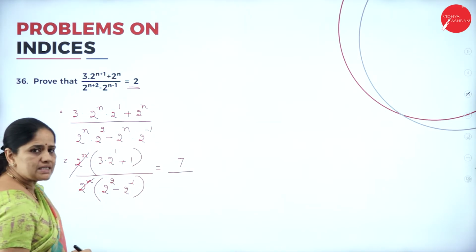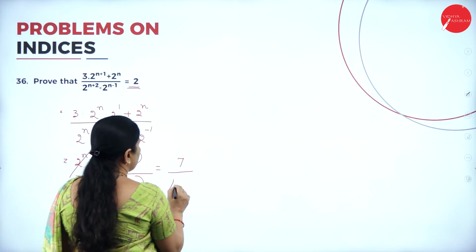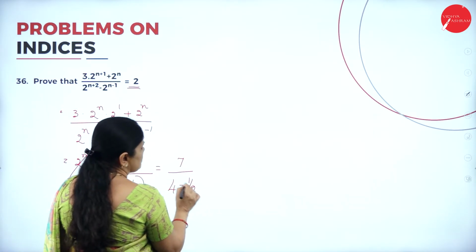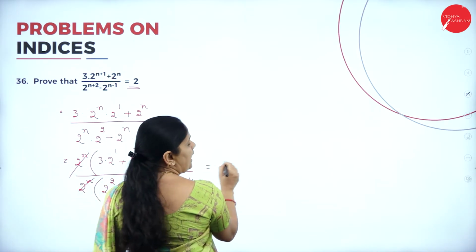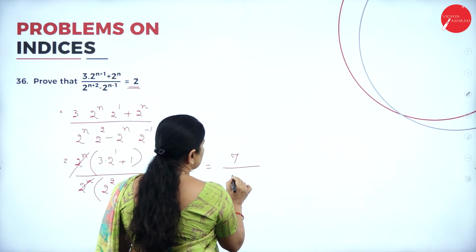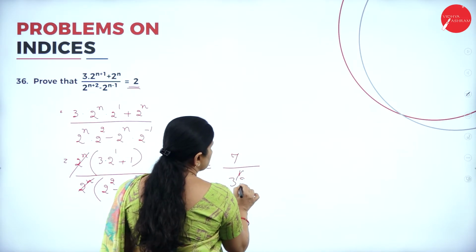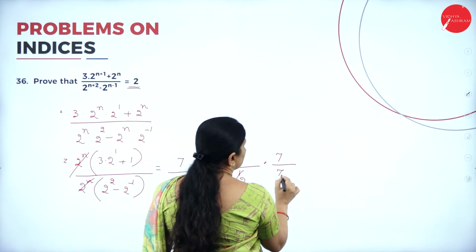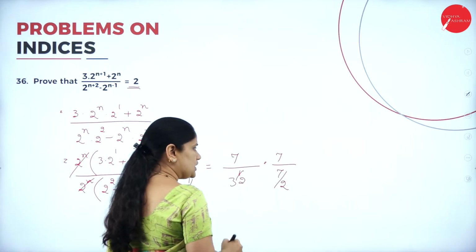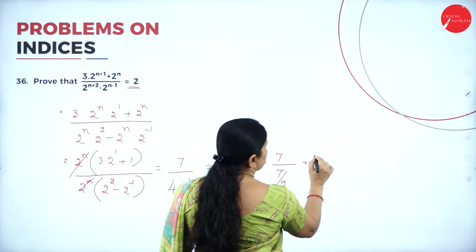Now 2 square is how much? 4, 4 minus half. So 4 minus half means what? So it comes up to 3 and a half. So 7 by 3 and a half. So this 3 and a half, if I write it as an improper fraction, it will come up to 7 by 2. Now I'll take the reciprocal.